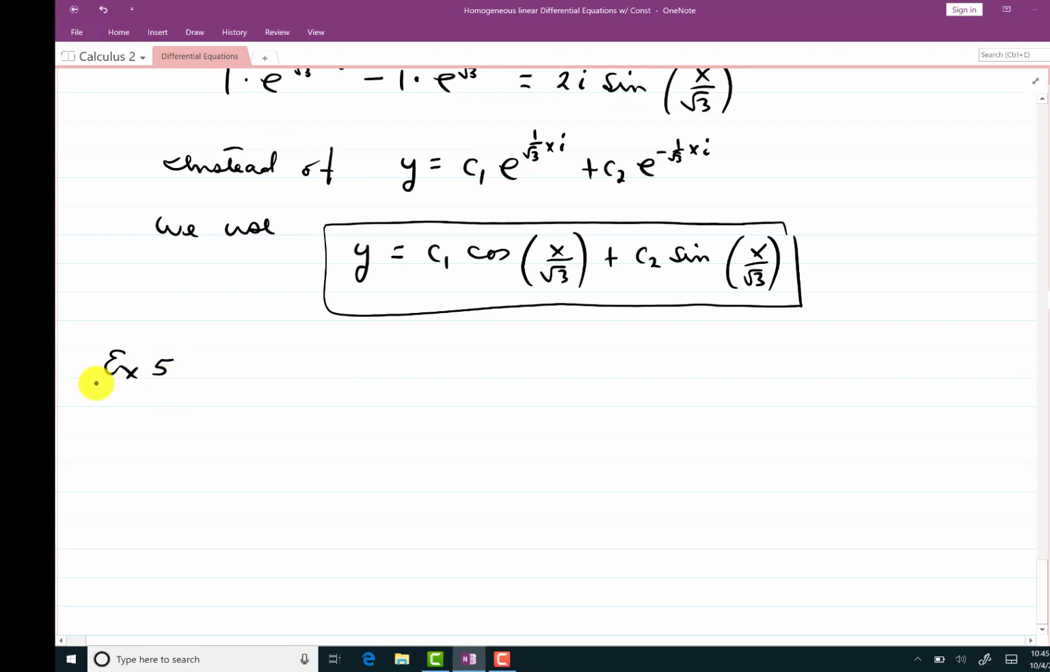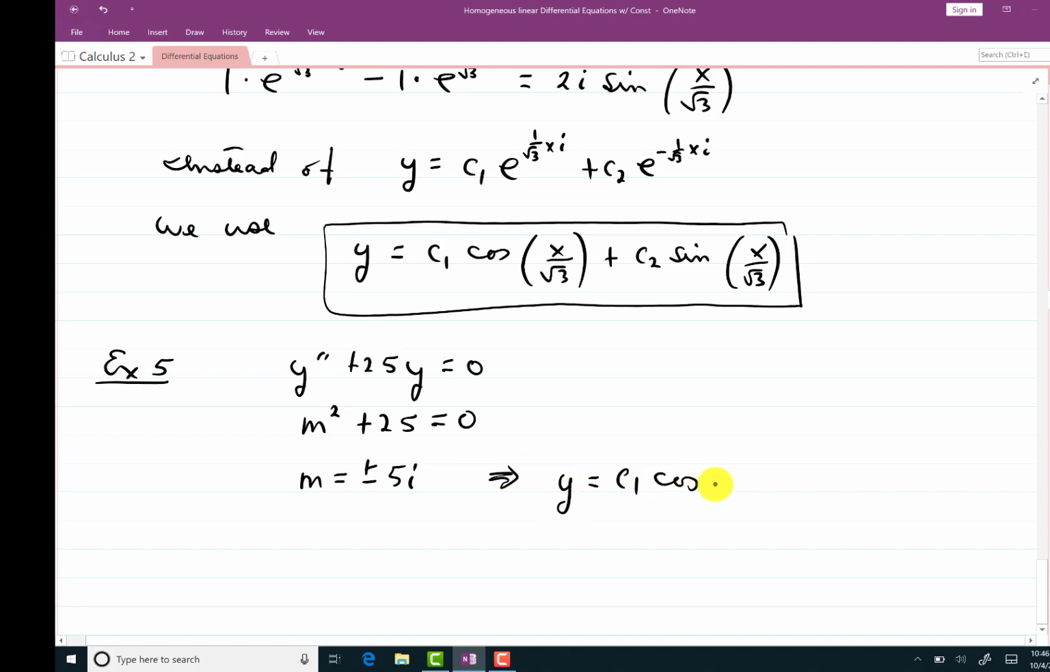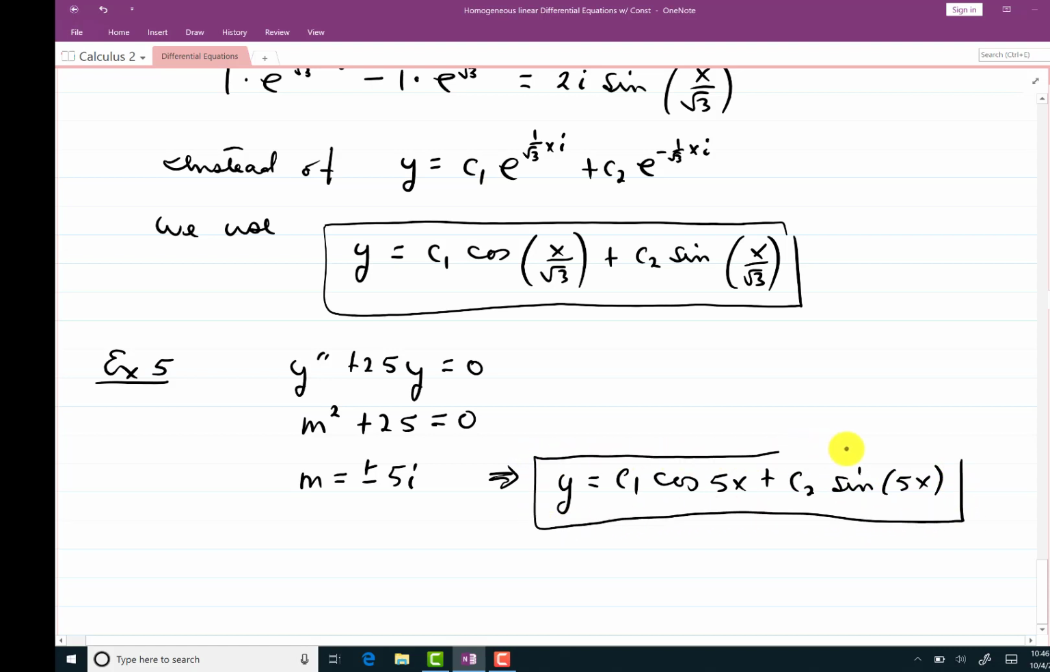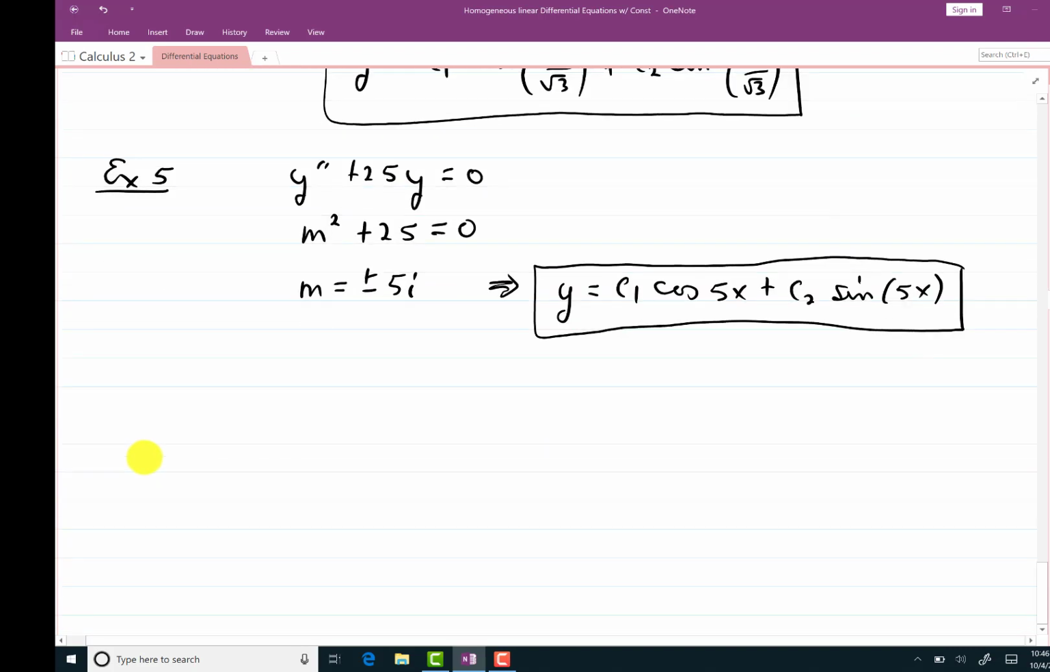Next example, let's do that one. Another one real quick like it. y double prime plus 25y equals 0 converts to m squared plus 25 equals 0, or m equals plus and minus 5i. I can immediately go to y equals C1 cosine of 5x plus C2 sine of 5x. That's almost all the stuff with imaginaries, but we can have more complicated non-real solutions than just something attached to an i. And that's what the next example is going to show.